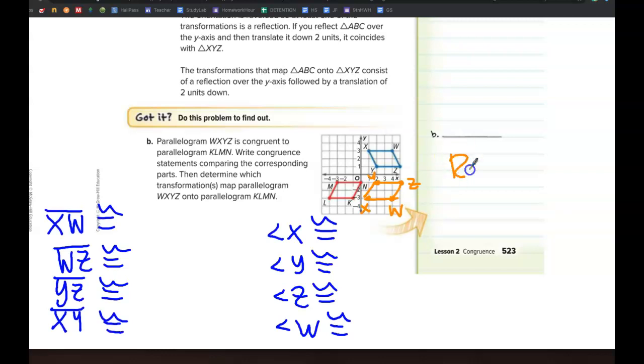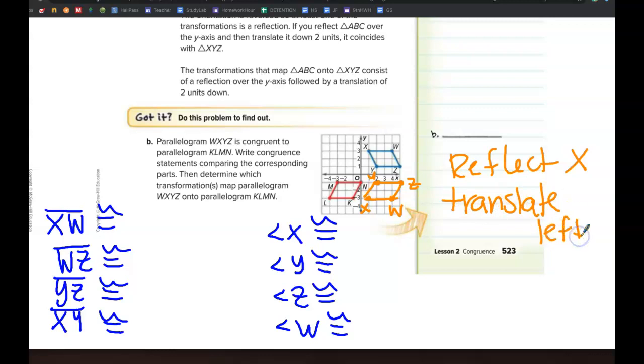So the first one you had to reflect over the X. Then what was the other thing you had to do? After you reflected over the X and you got the orange, you'd have to translate it in which way? Left. Because it's already down here, so then I just have to slide it that direction. It should map exactly.